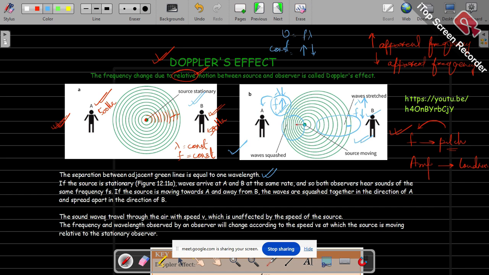See, the sound travels through the air with a speed v, and the speed of sound in air is unaffected by the speed of source of sound. The frequency and wavelength observed by an observer will change according to the speed Vs, that is V for speed and S for source. Vs will represent the speed with which the source of sound is moving, and only V is going to represent the speed of sound, which is constant.